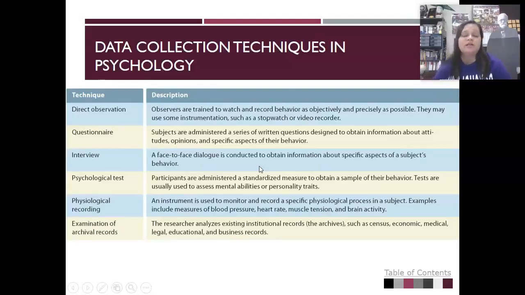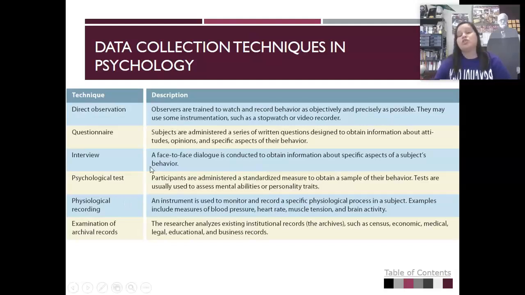Some different ways that we collect data in psychology. I'm not going to read everything here, but through direct observations where we are actually observing and watching people or animals. They might use some kind of instrumentation and a stopwatch, but really just like observing behaviors, through a questionnaire or a survey, through direct interviews, through a psychological test, maybe an intelligence test, a personality test, through physiological recordings.